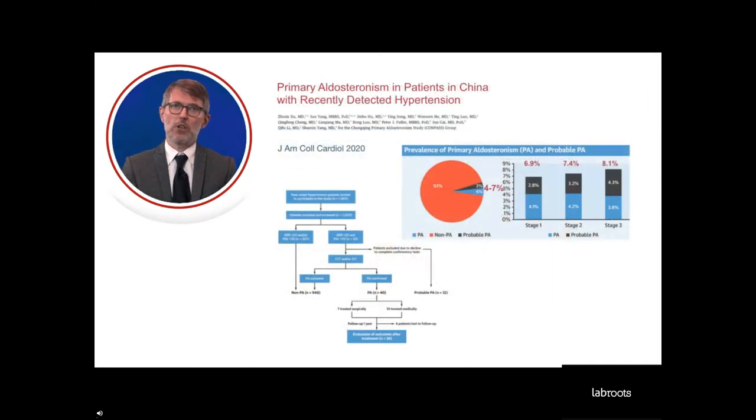These data were confirmed also in other populations different from Caucasian. For example, in this study from Chongqing in China, we can see that the prevalence of newly detected patients with hypertension was around 4 to 7%, confirming the data of 5% in our Italian population.